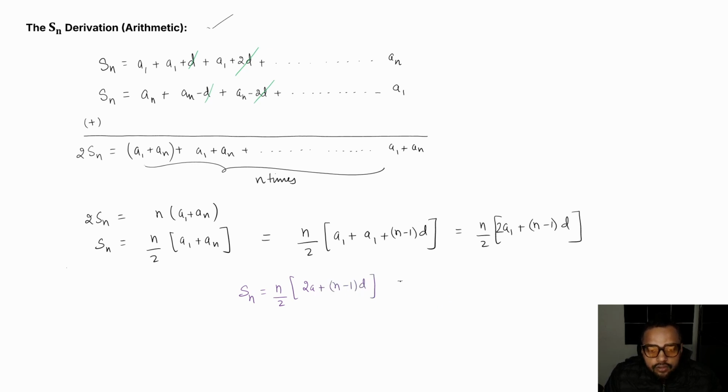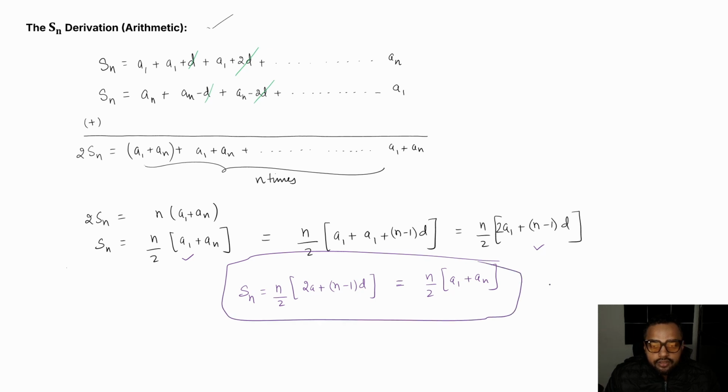Okay, this is also the sum of n terms of an arithmetic series. So this is the proof of the sum of n terms in an arithmetic series.